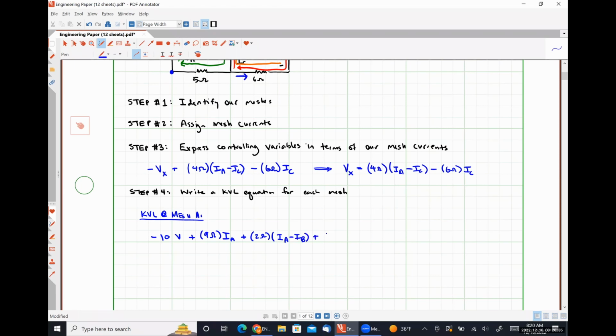And then we see our 4 ohm resistor, which the current flowing down, we already know to be IA minus IC because we used that when expressing our controlling variable. And then lastly, we see our 5 ohm resistor, which carries a current of only IA since it's on the perimeter of the circuit. And then we set this equal to 0. That's as hard as mesh analysis has to be. We're just going to do that 2 more times.